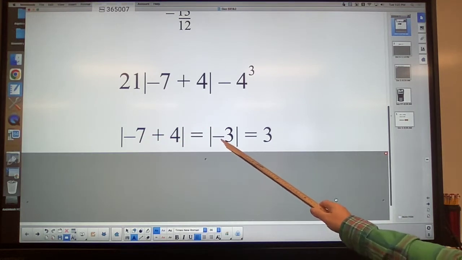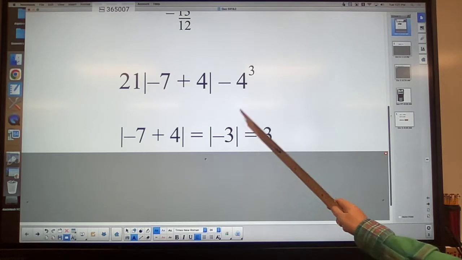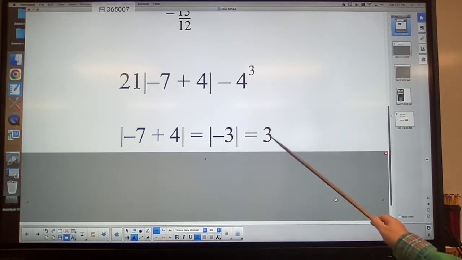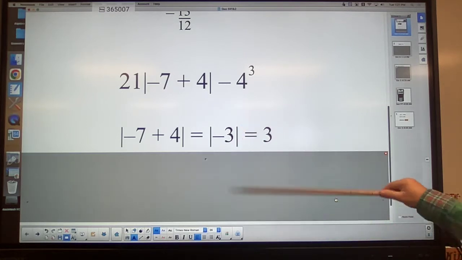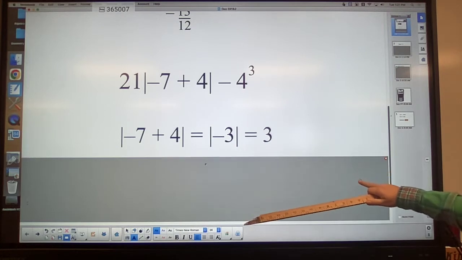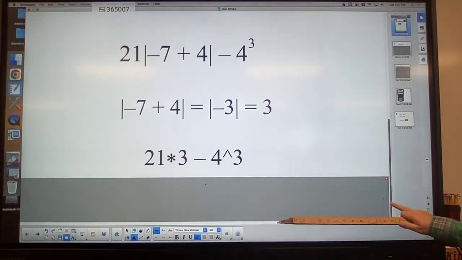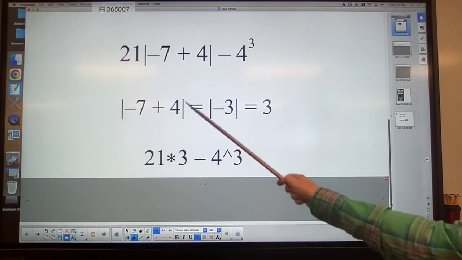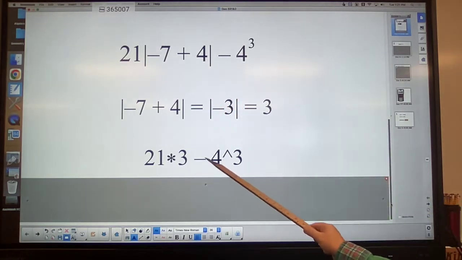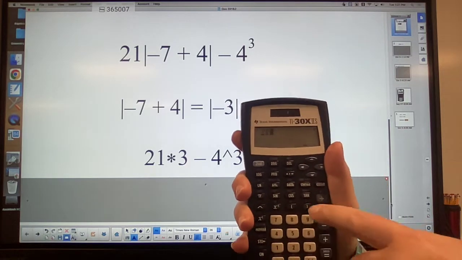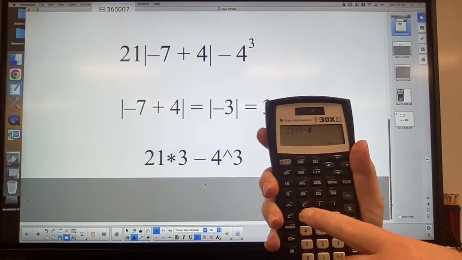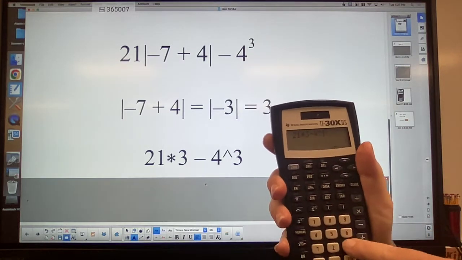Find out that's negative 3, but remember that absolute value turns anything negative or positive into a positive because it measures distance. So equals 3. Now you can go ahead and type it into your calculator. 21 times 3, not all of that, minus 4 power 3. And again, I'm expecting you to type in 21 times 3, subtract 4 power 3.